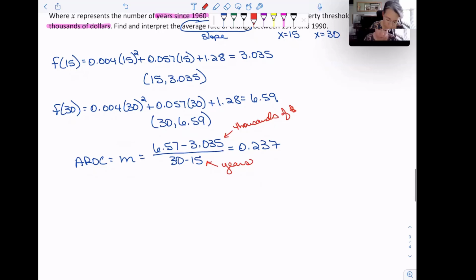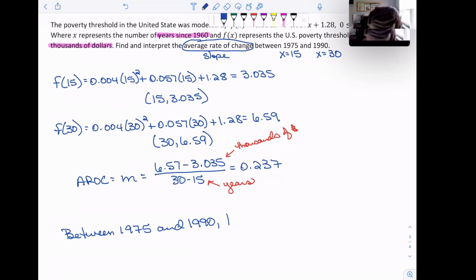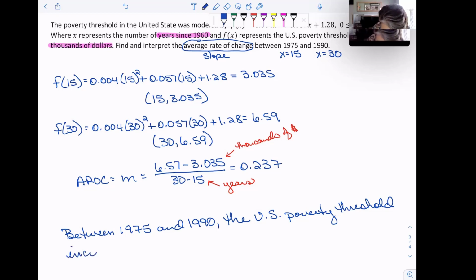So first of all, remember we want the time frame. Well, we are between 1975 and 1990, and then what it is that we are studying. Okay, we are studying the U.S. poverty threshold. Because our slope, our average rate of change, is positive, that means it's increasing, because remember, slopes that are positive go up left to right. So the U.S. poverty threshold increased.